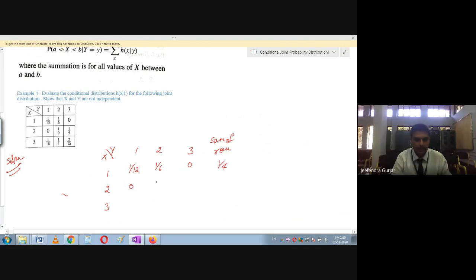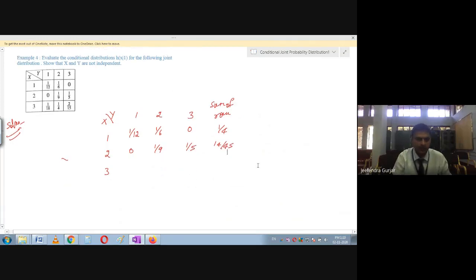Now again here they have given already 0, 1 upon 9. You can see from the table I have taken this. Sum of all this will be 14 divided by 45. If you just calculate in the calculator, or you can do the LCM, very simple, you are going to get this value.